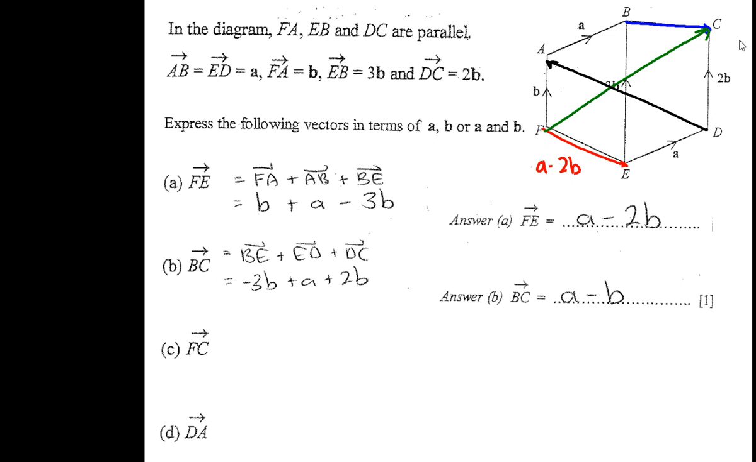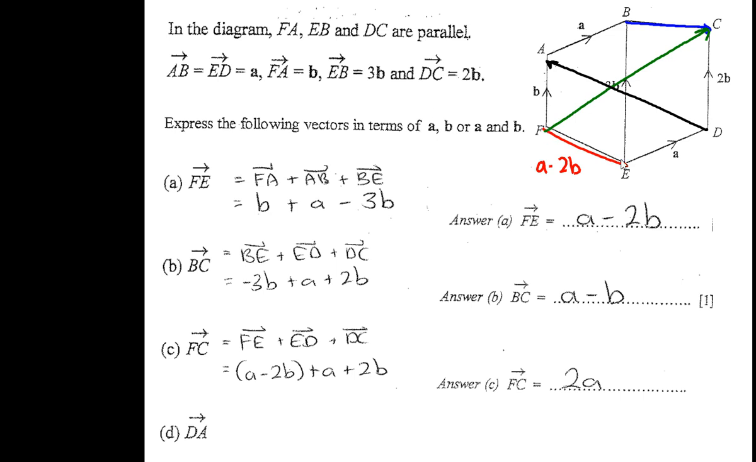Where's FC? FC is here. FC, here we go. So lots of different ways you could do it. Which way did I choose to do it? I did FE, because we know FE. Notice we know FE. So FE is A minus 2B. So that's why I filled that one in here with a little arrow going this way. A minus 2B is this one here. So to do FC, I'm going to do FE plus ED plus DC. That's the path I'm choosing to go with because they're kind of nicely labeled. So FE is A minus 2B, ED is A, DC is 2B. So A plus A is 2A, minus 2B plus 2B cancels out. So that's where you've got 2A.